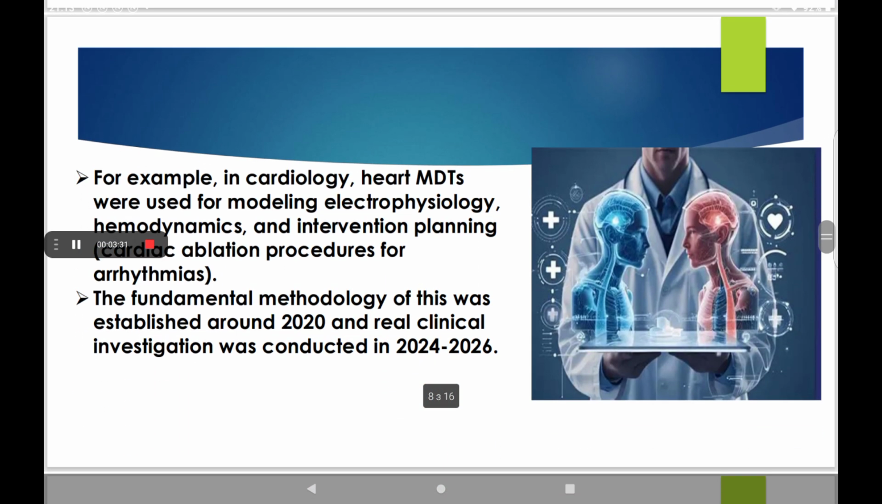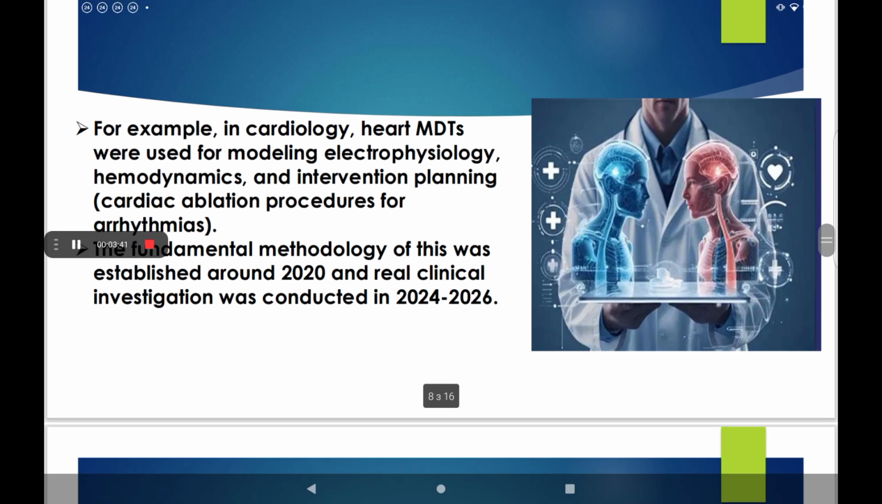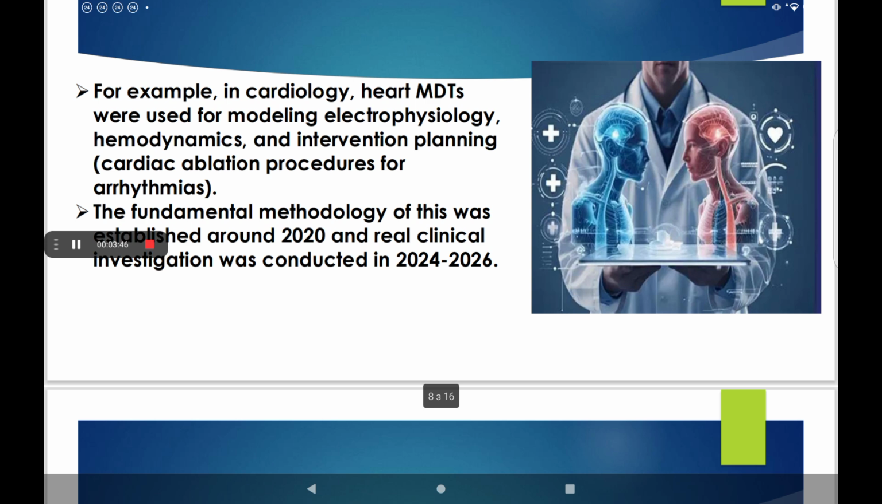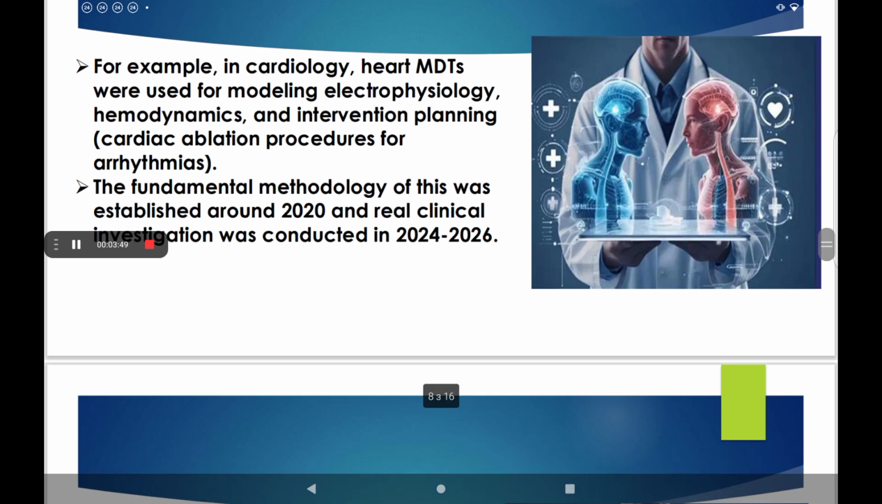For example, in cardiology, heart medical digital twins were used for modeling electrophysiology, hemodynamics, and intervention planning, for example, cardiac ablation procedures for arrhythmias. The fundamental methodology of this was established around 2020 and real clinical investigation was conducted in 2024-2026.